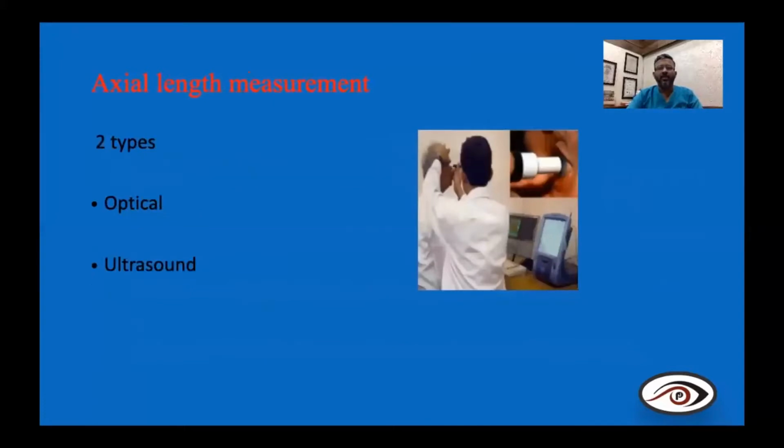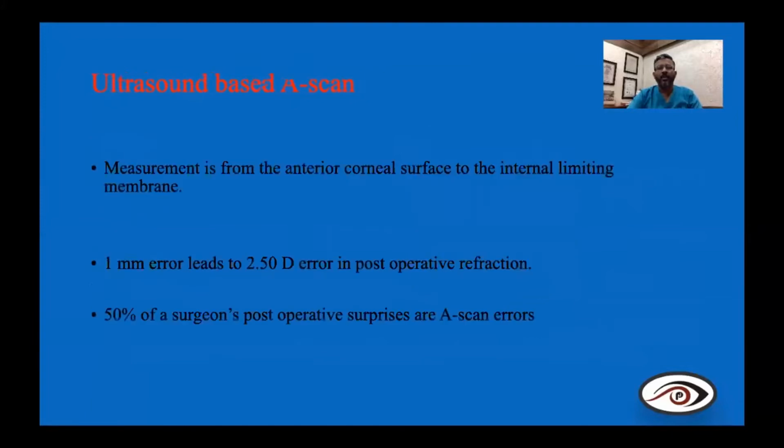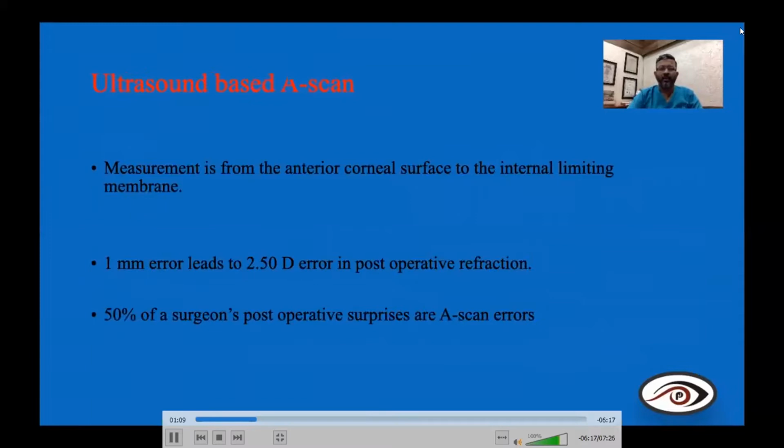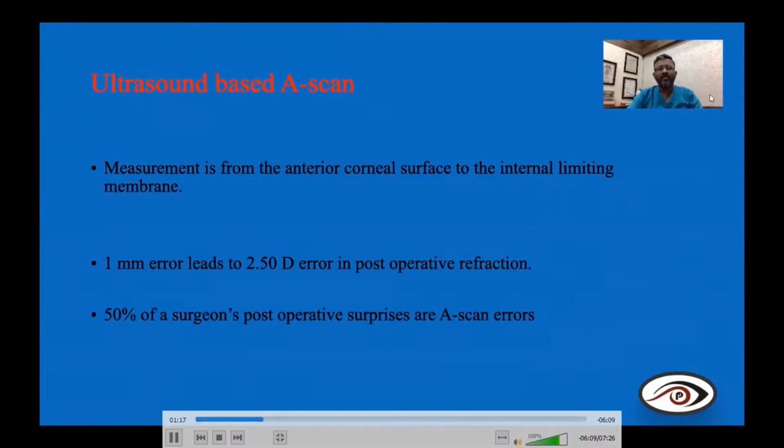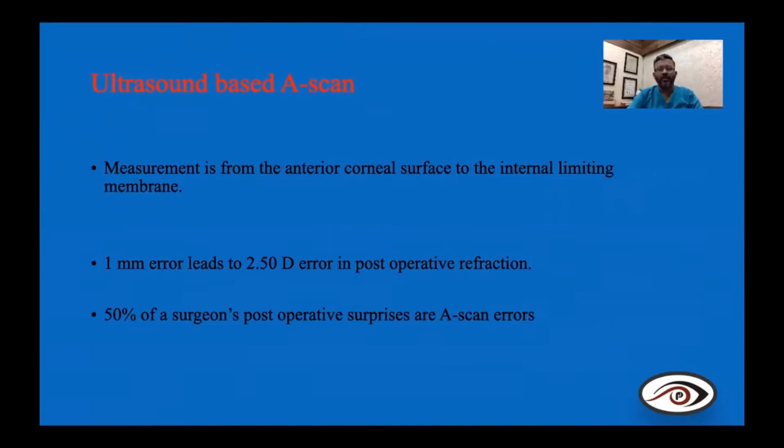For axial length measurements, you have the optical and the ultrasound methods. Ultrasound methods are highly operator dependent. If the operator applanates the cornea, it can give rise to a lot of errors. A 1 millimeter applanation can give rise to a 2.5 diopter post-op refractive surprise. So make sure that there is zero applanation at the time of measurement.